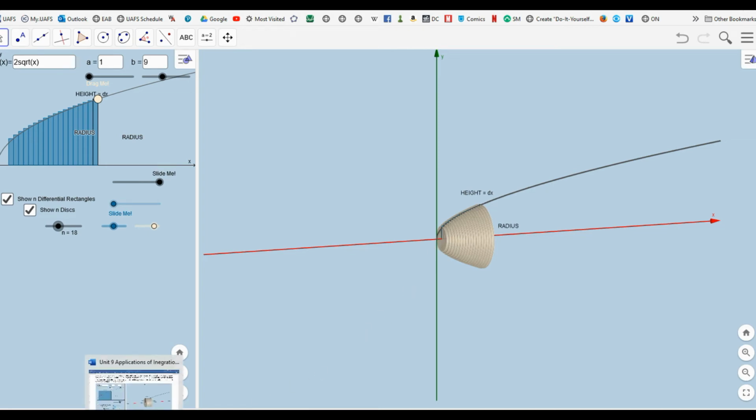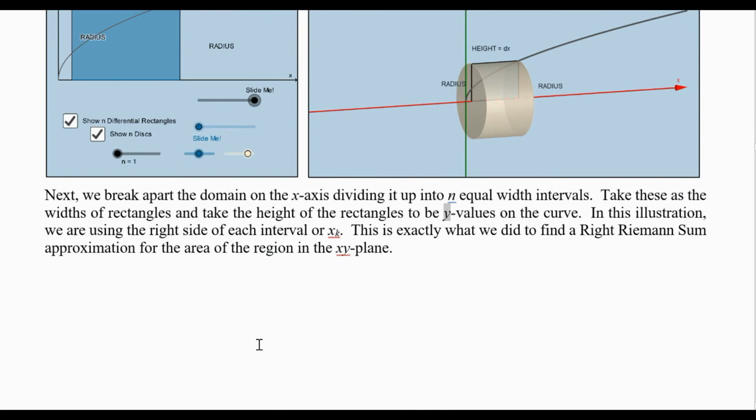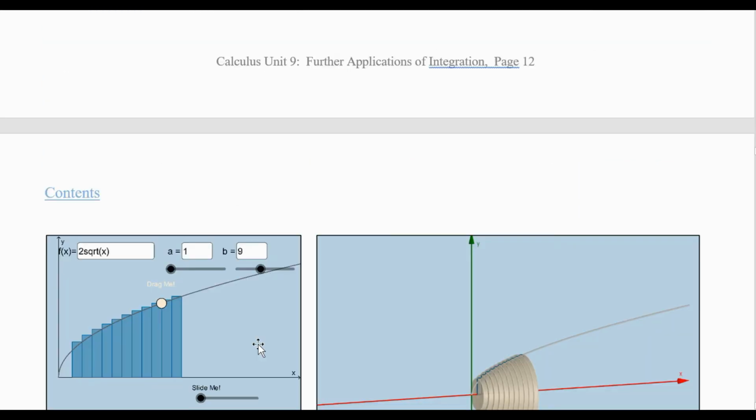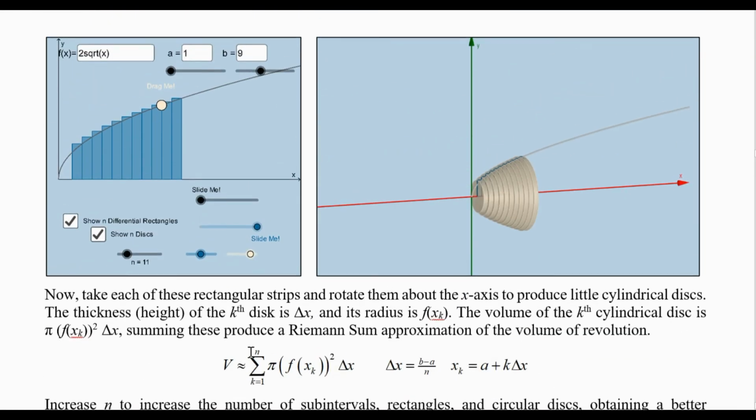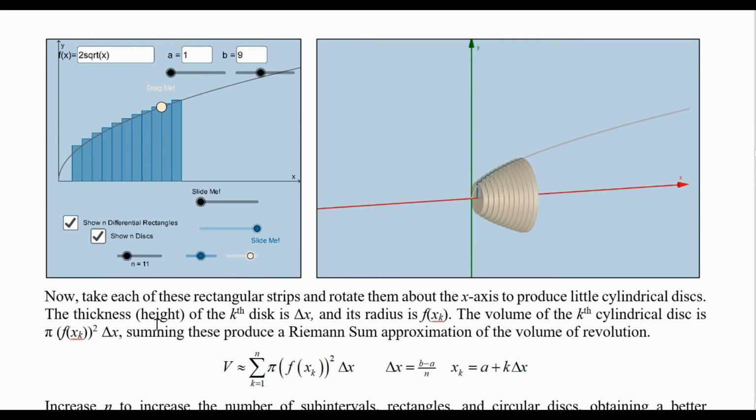Okay, so let's go back to our notes here. So what do we have? There's another picture with 11 rectangles rotated around to give us 11 disks. The thickness of each one of these, called the height of the disk, is delta x, and it'll be b minus a over n for all of them. We'll make them the same size. And we take the x sub k at the right end of each interval, so x sub k is a plus k delta x. It's exactly how we set up a right Riemann sum for just finding the area under here.